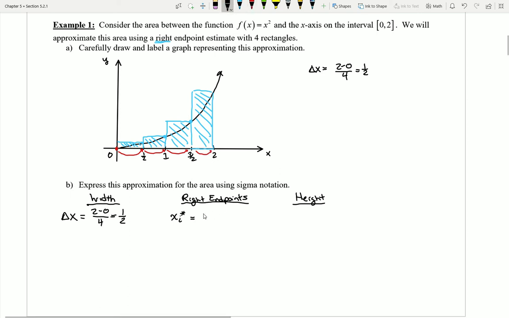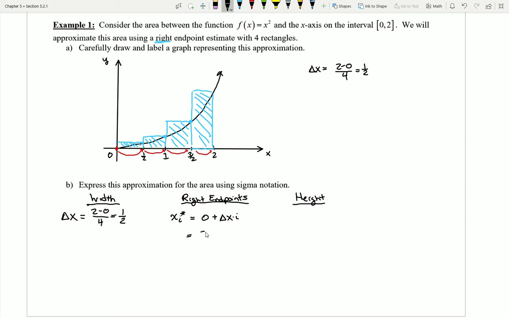So I can think about doing something like this. I would say that my right endpoint can be found by starting at 0 and just adding widths of rectangles a certain number of times. Specifically, it seems that I want to always be able to do this i times. If I'm on rectangle 1, I only want 1 extra width. If I'm on rectangle 2, I need to make 2 widths, or 2 bounces over. If I'm on rectangle 3, I make 3 bounces over. So this could be a perfectly good formula.